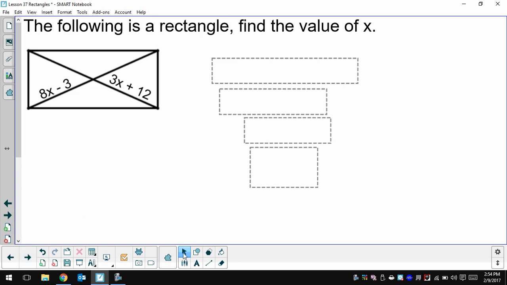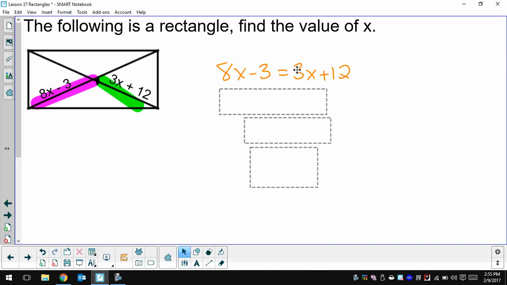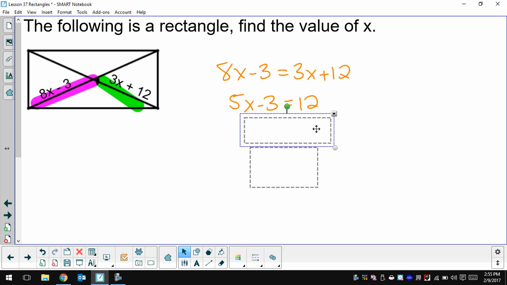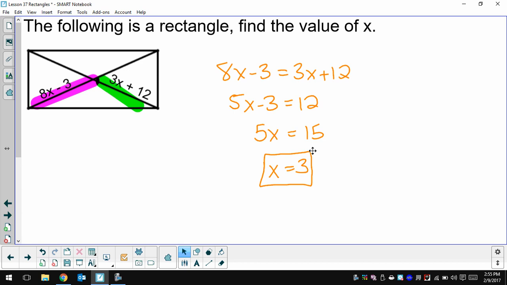Since this is a rectangle, my diagonals get cut into four congruent little smaller segments, so those two segments should be equal to each other. So we set them equal, we do some algebra, and we'll figure out that x is 3.